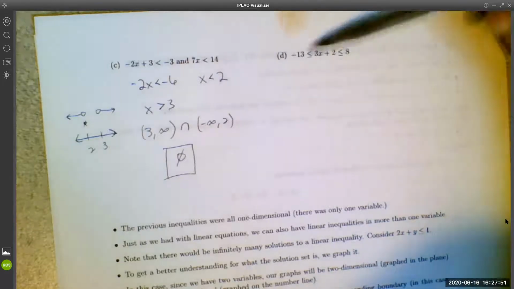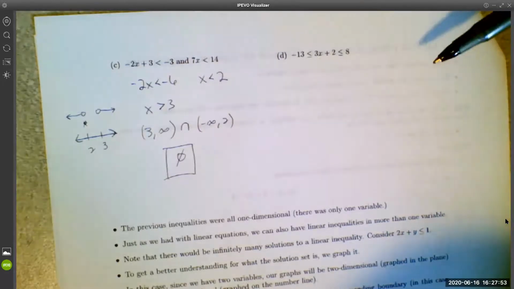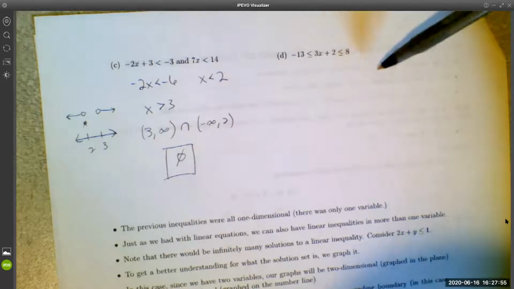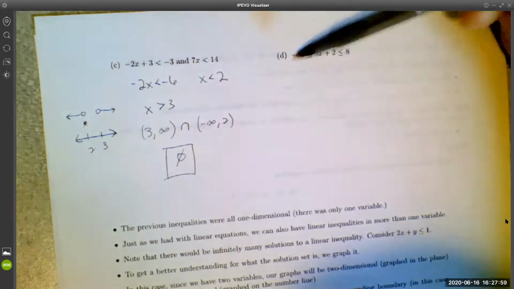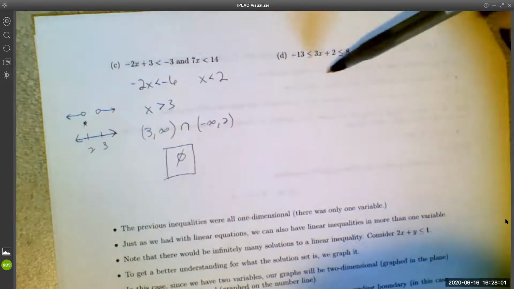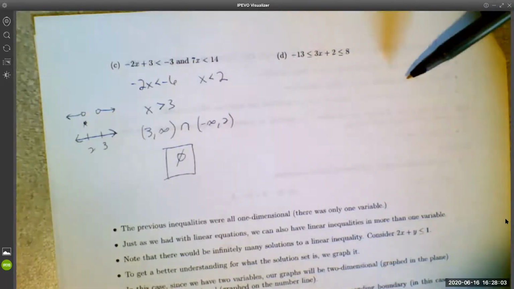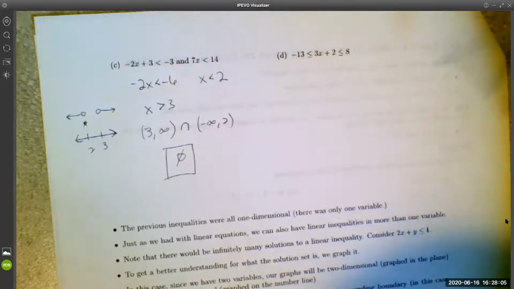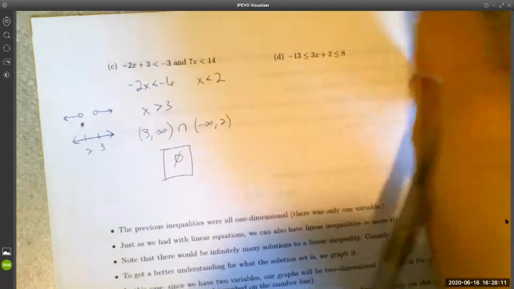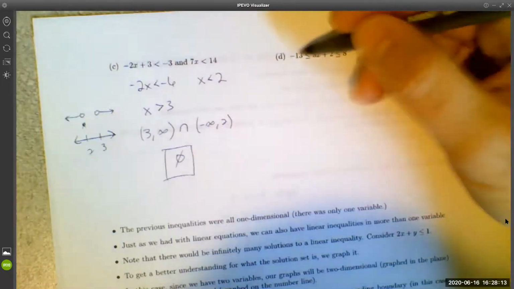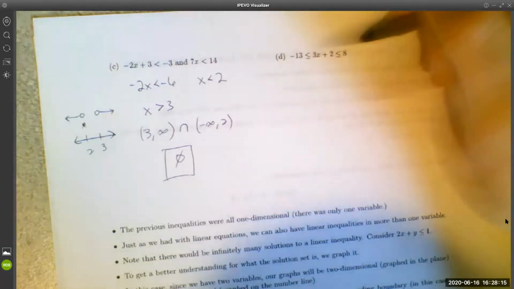Part D is another "and" compound inequality in disguise. You could split this up the way that we looked at on the previous page, so that you have the statement negative 13 is less than or equal to 3x plus 2, and 3x plus 2 is less than or equal to 8, and then solve like usual. But it's not even necessary to do that, because you can work with this the way it is. Just remember that whatever you do to the middle, you need to do to the outsides as well.